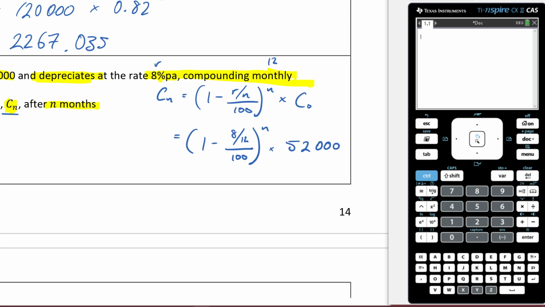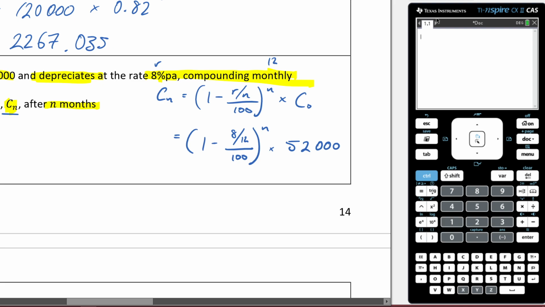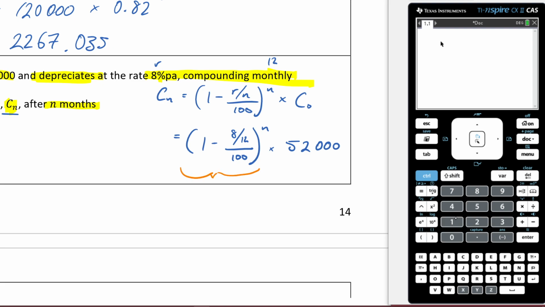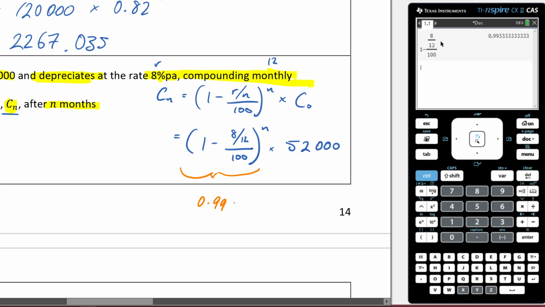If I now come to my calculator, I'm just going to be putting in this part here. I'm going to go 1 minus 8 on 12, and then I'm going to have to divide just that part by 100. And that's going to give me 0.9933. So that right there is 0.9933.